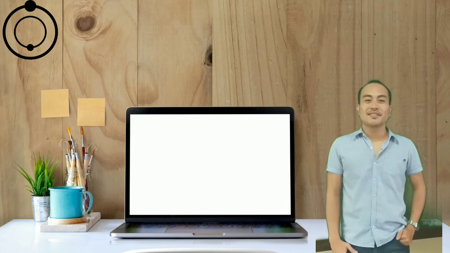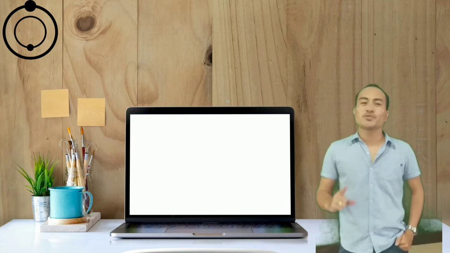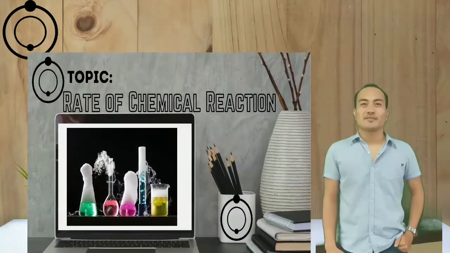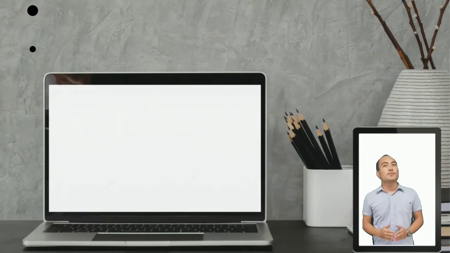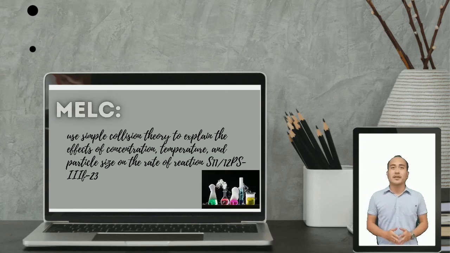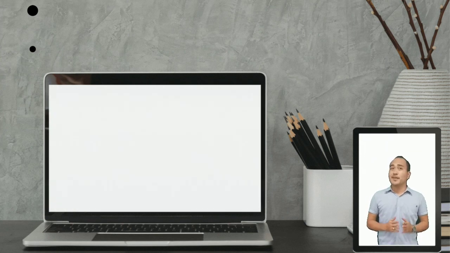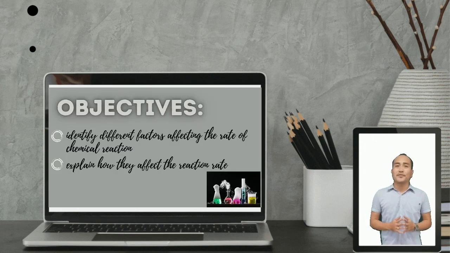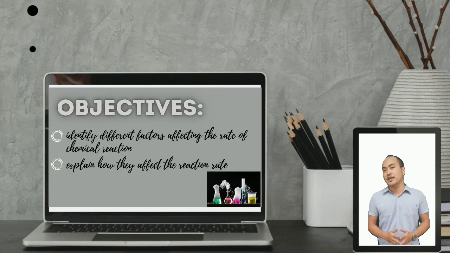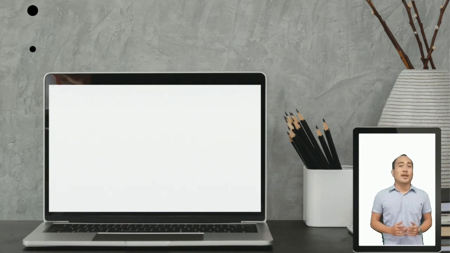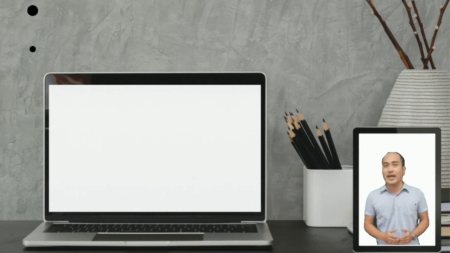For today's lesson, we'll be discussing one of the most important concepts in chemistry, the rate of chemical reaction. In this video, you'll be able to use simple collision theory to explain the effects of concentration, temperature, and particle size in the rate of reaction. Specifically, after watching this video, you will learn the different factors affecting the rate of chemical reaction and why they affect reaction rate. But first, let us know and understand what a rate of chemical reaction is.